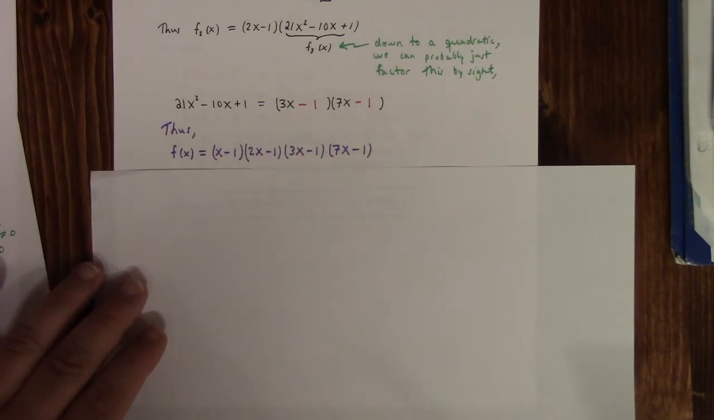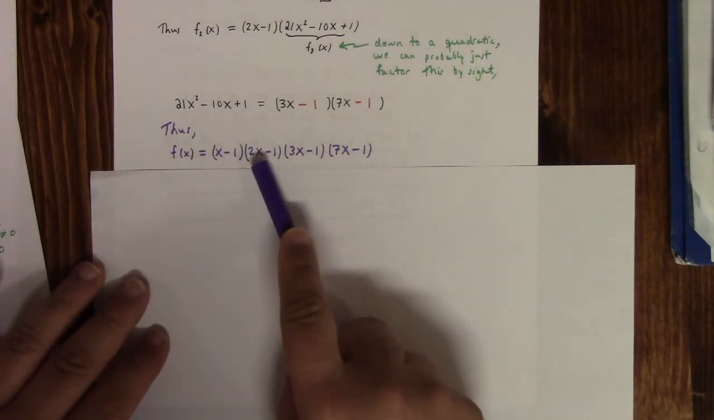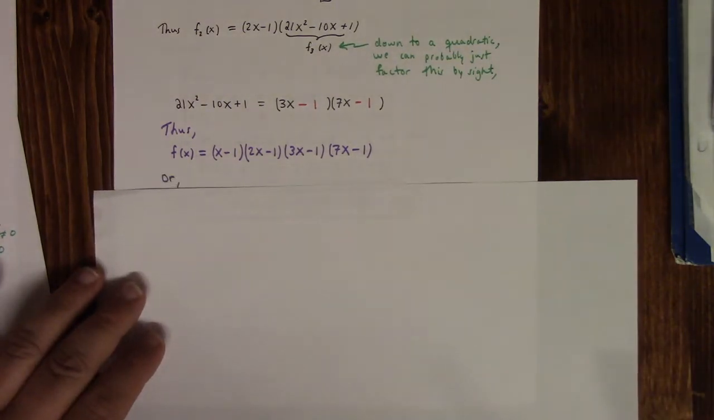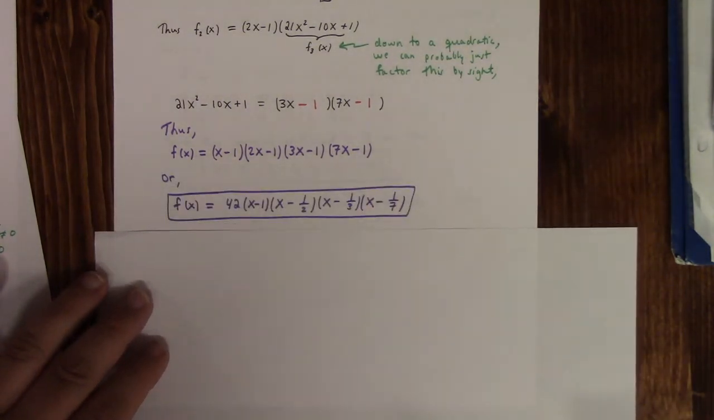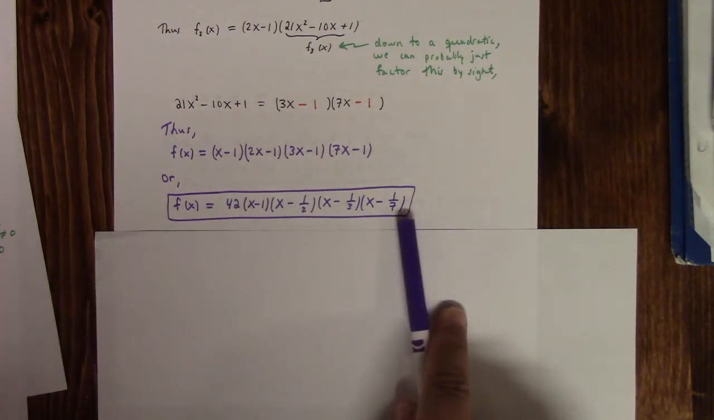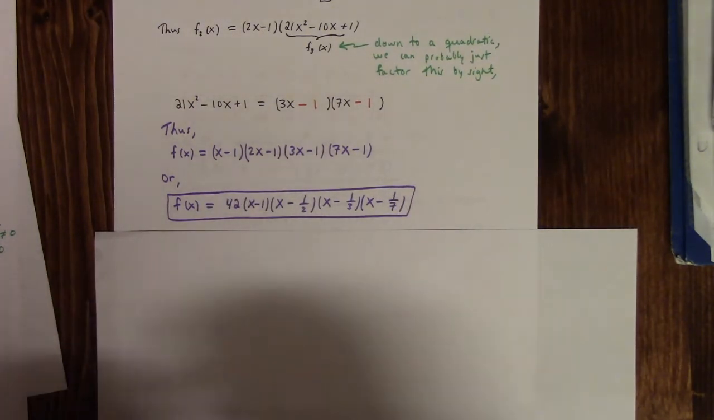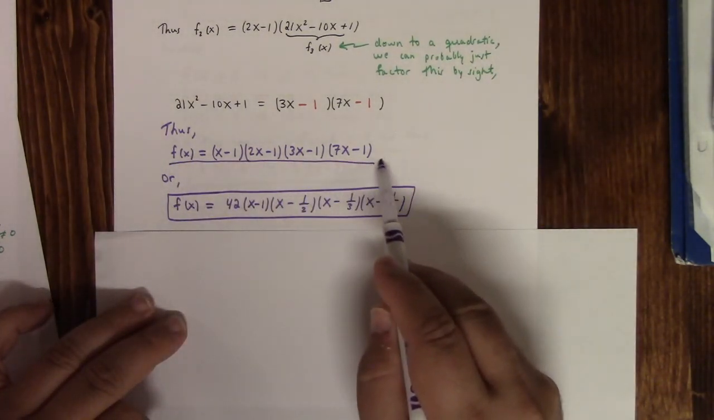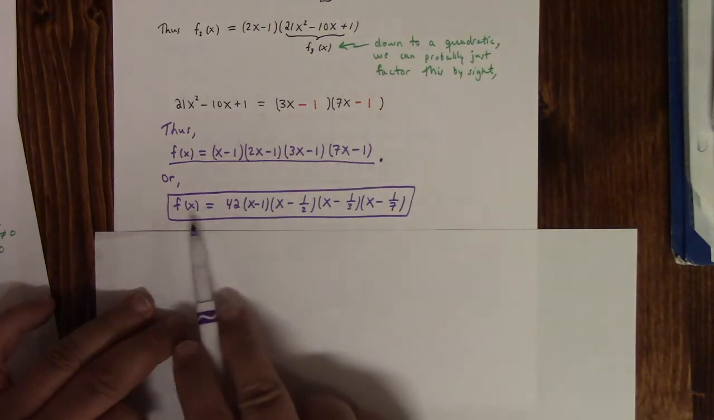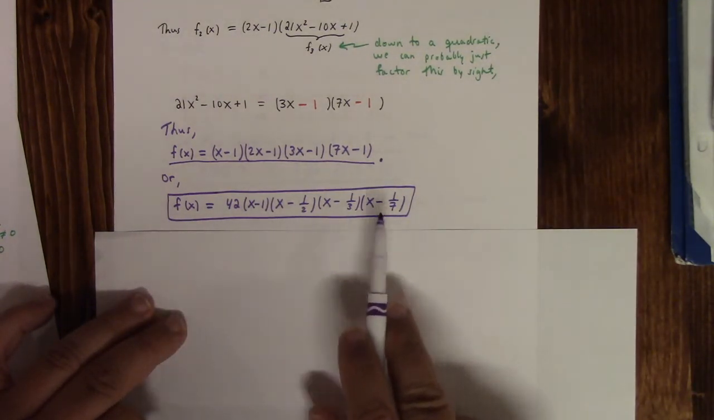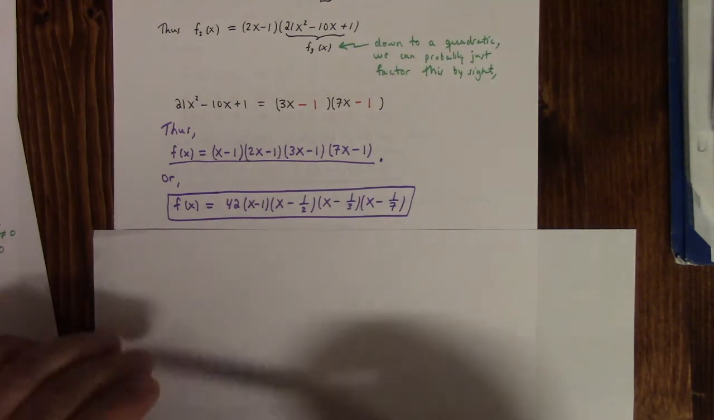And so there you have it. F of x is x minus 1 times 2x minus 1 times 3x minus 1 times 7x minus 1. And we factored it. And you could pull a 42 out of that and rewrite it in that form if you like. Actually, either one of these, I think, are completely fine answers. The nice thing about the boxed one is that you can see that the zeros of f of x are 1, 1/2, 1/3, and 1/7, which is nice if you want to graph it.